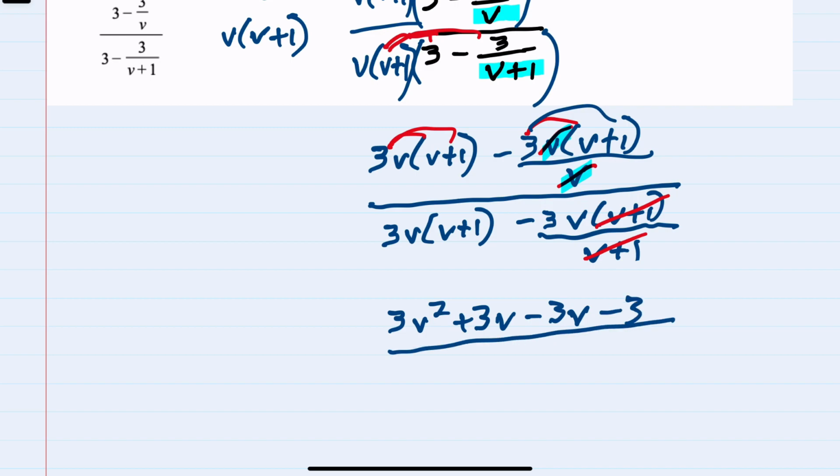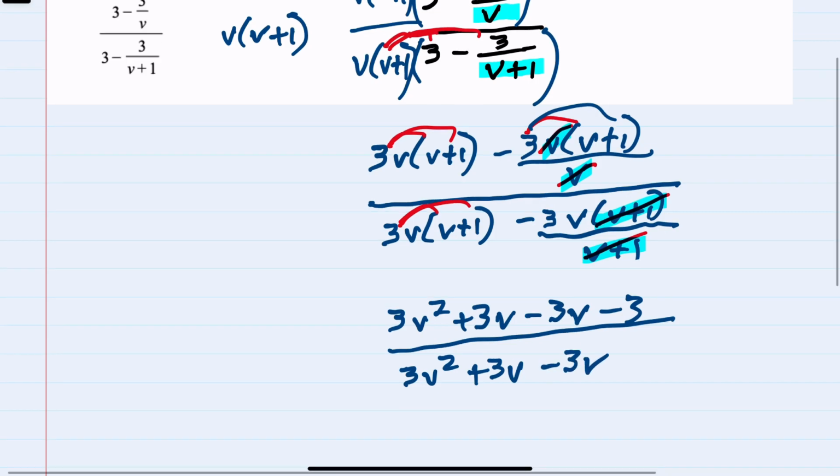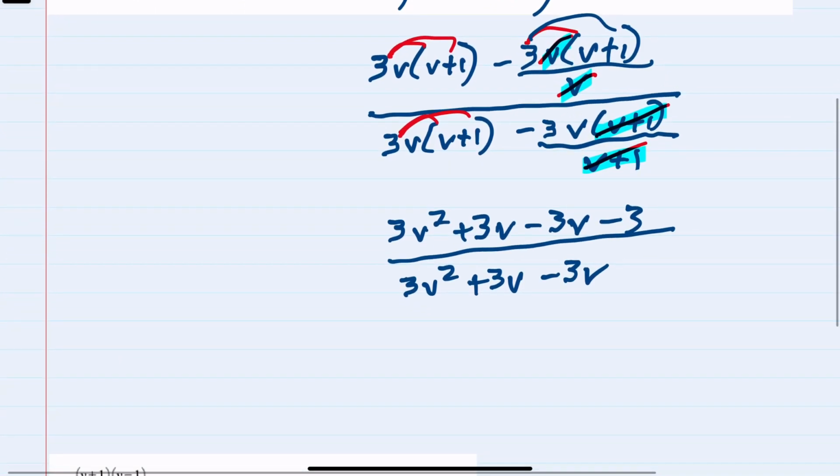And then doing the same in our denominator, 3v times v, 3v squared. Distributing 3v times 1, plus 3v. We've canceled in the second part, so nothing left to distribute. I can just bring down the minus 3v. And from here, our fraction is no longer complex, but we can simplify.